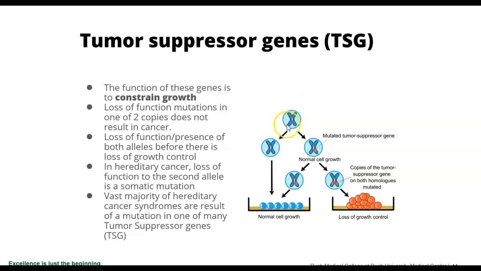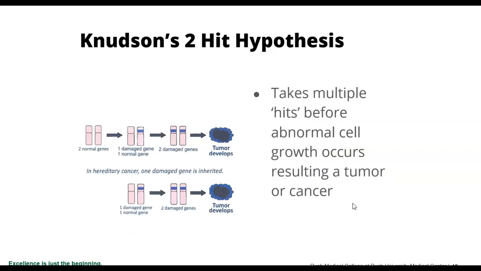So in sporadic cancer, you're born with 2 normal genes, and here the cell divides, most of the cells are normal, but what if we have a change in one of them? We're still okay because we still have our second one. But when we lose the second control, that's when there's uncontrolled growth. So the Knudsen two-hit hypothesis is that it takes multiple hits before abnormal growth occurs. And this is the concept.